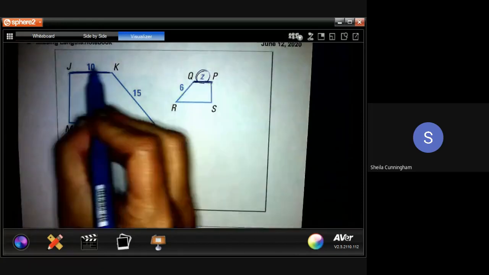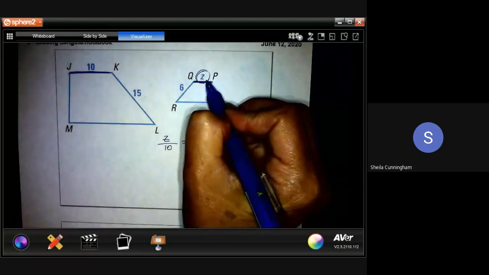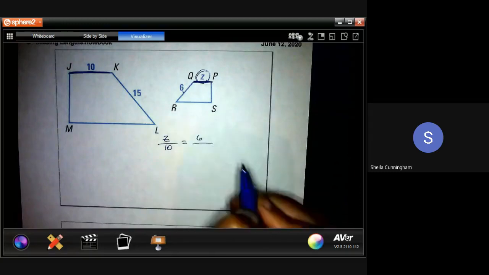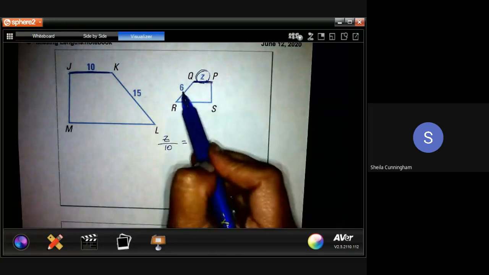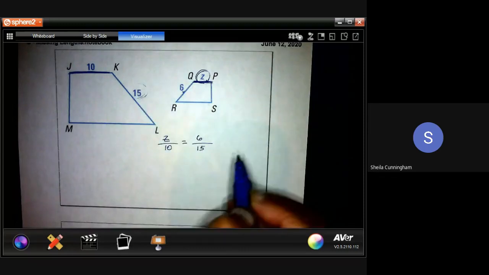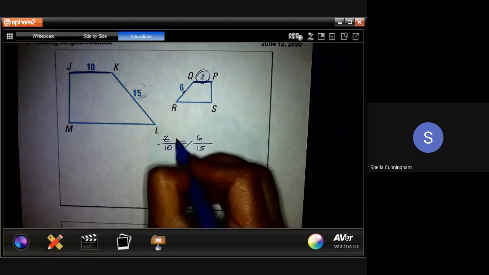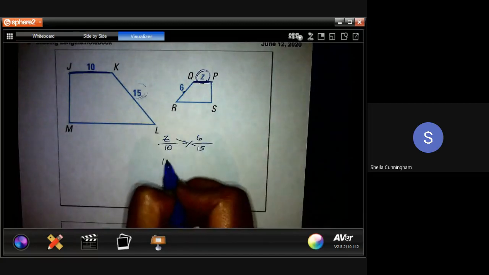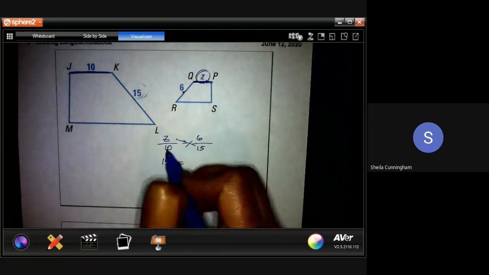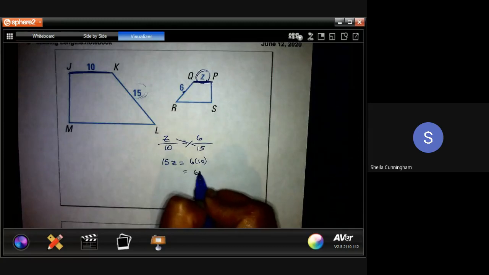That sets up that particular ratio. And because I started with Z here, then I'm going to have to start in the same shape with my other piece of information that I have, which is 6. And it corresponds to the 15 in the first shape. So same thing, I am going to do some cross multiplying. So that's going to leave me with 15Z, and 6 times the 10, which is going to give me 60.